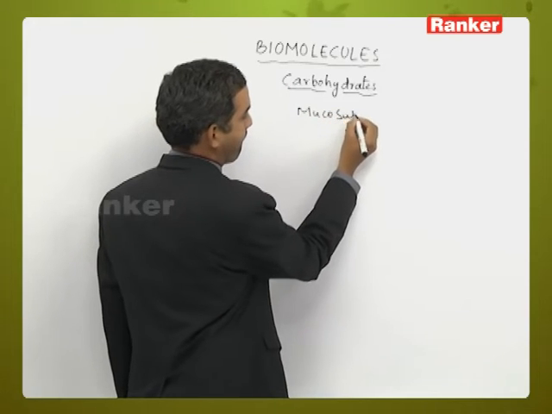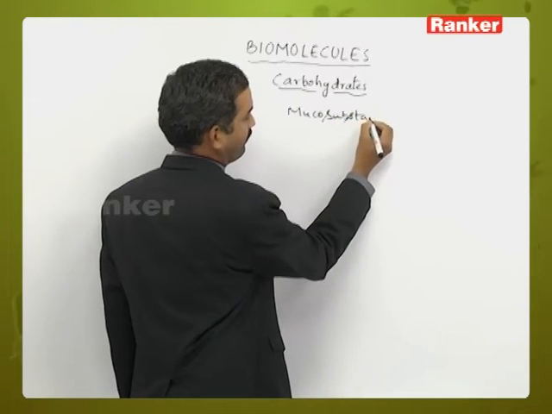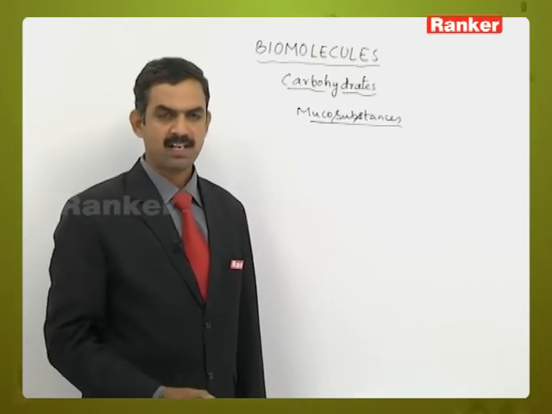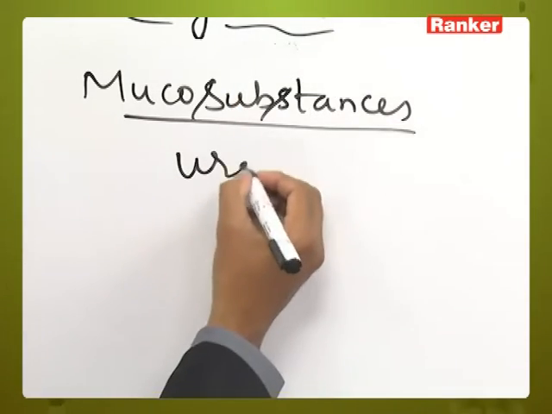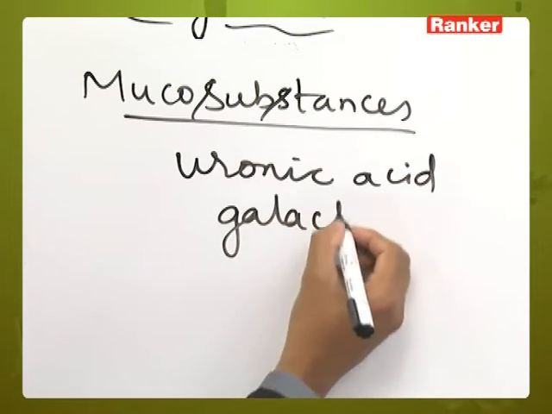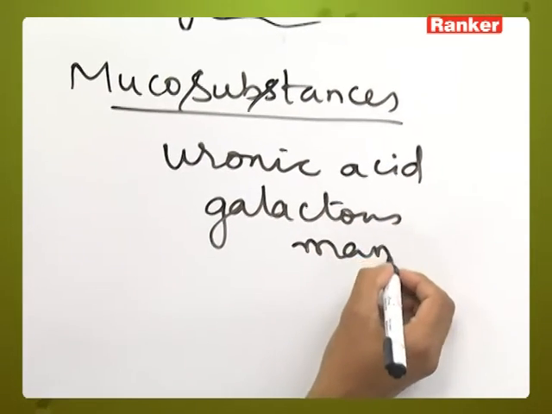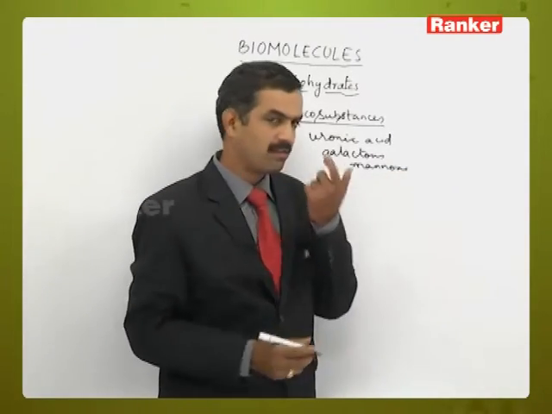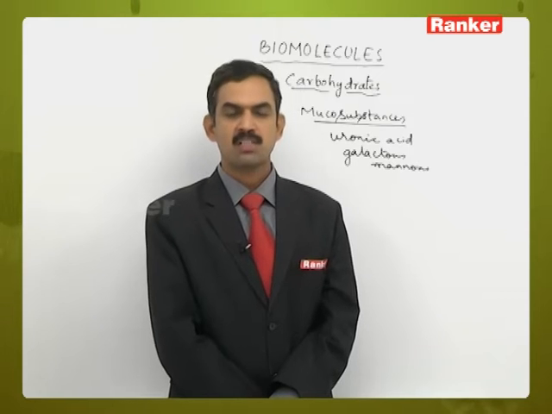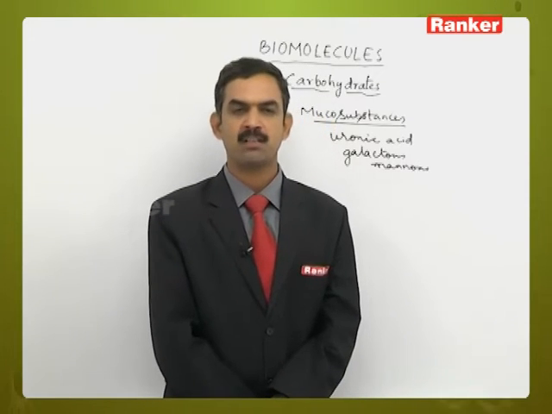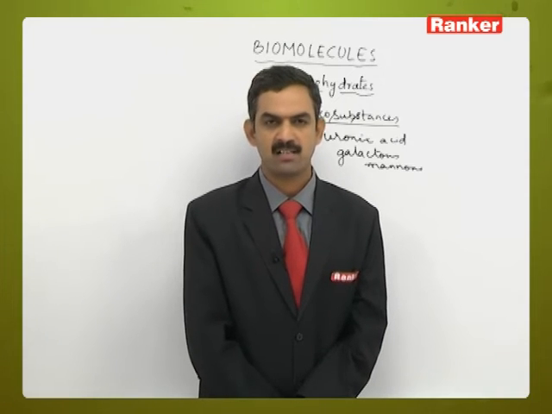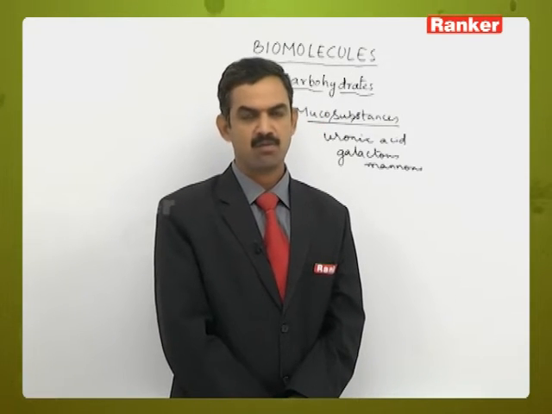Mucosubstances. Mucosubstances are of a mucilaginous or slippery nature. These are made up of uronic acid, galactans, mannans, etc. They have a slippery nature, or we can say a mucilaginous structure. This mucilaginous nature helps in protecting the plant surface from various harmful effects from the environment.